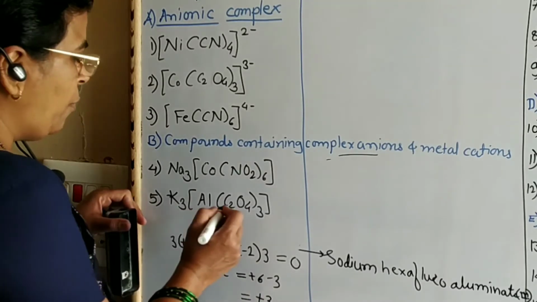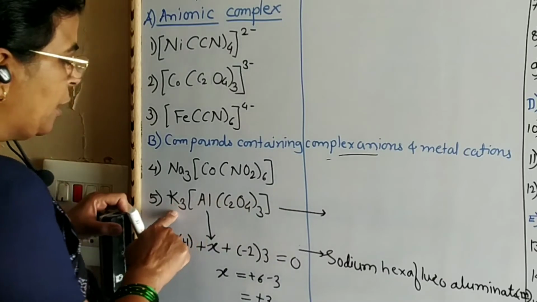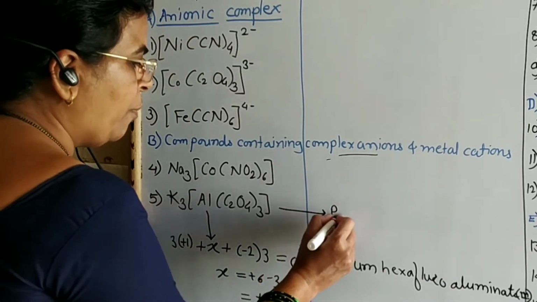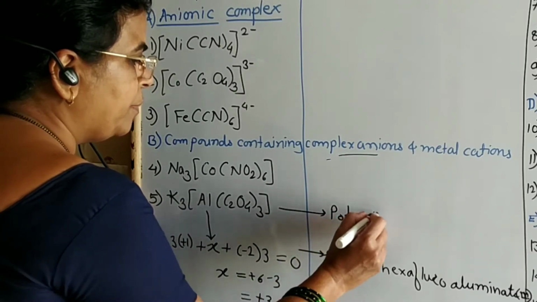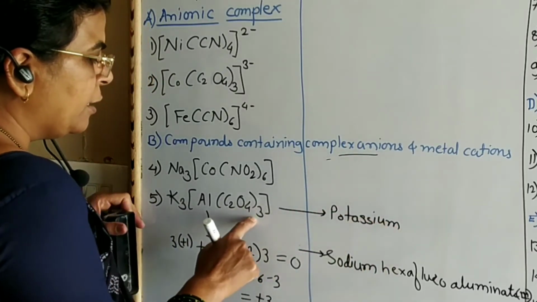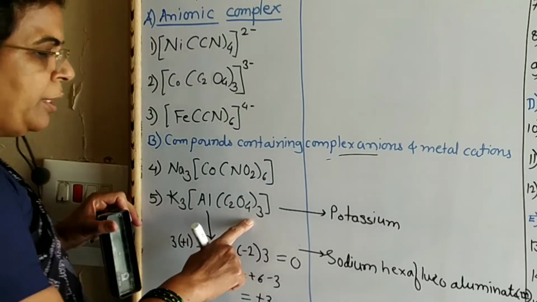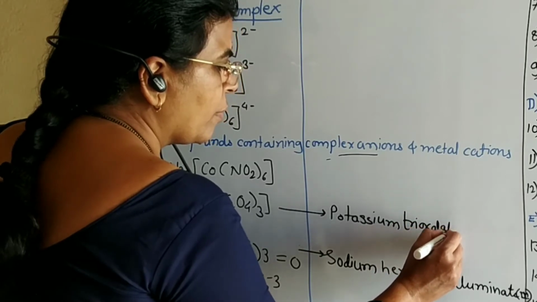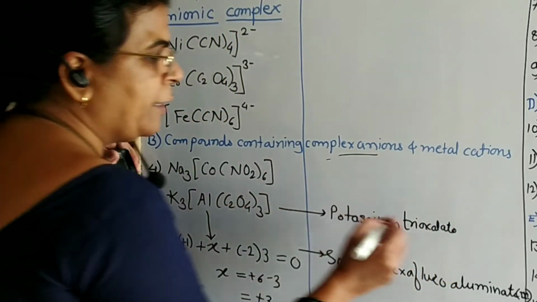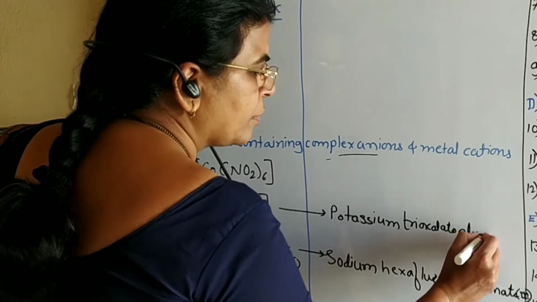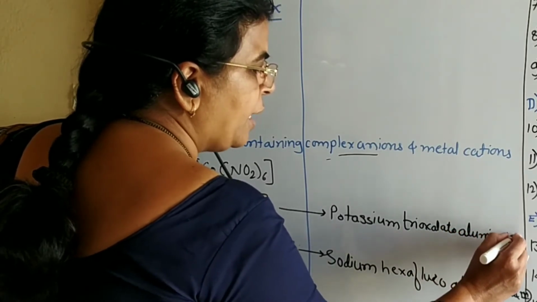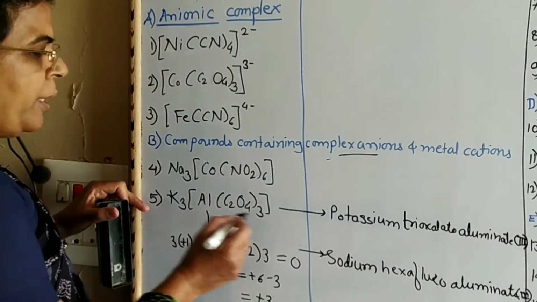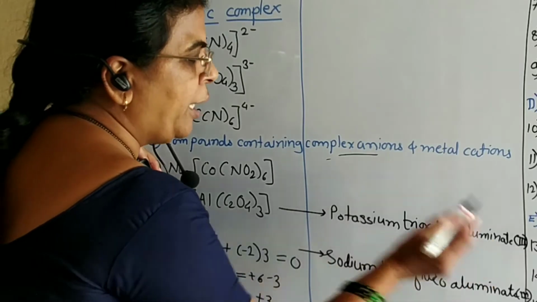Now the name of this complex becomes: here the metal cation is potassium, therefore write the name of potassium first. There are 3 oxalate ions, therefore write trioxalato. Then aluminate, and write the oxidation state 3 in parentheses. That is, the name of this complex is potassium trioxalatoaluminate(III).